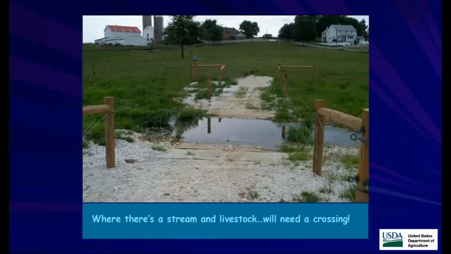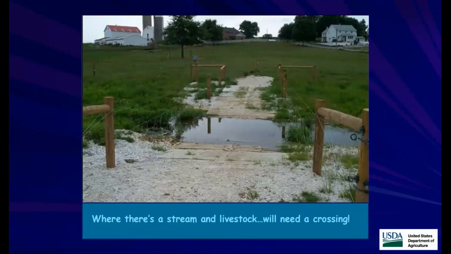One of the key things with a stream crossing is that if the animals are going to be grazing on one side of the stream, you want to make sure that there's a gate to keep them out of the stream crossing, because that would defeat the purpose if you're trying to keep nutrients out of the water. If they have access to the stream crossing, they will go in there to drink and stand in the water and drop their manure in the water. So making sure that your stream crossings are closed off to animals when they're not in use is a really good idea.